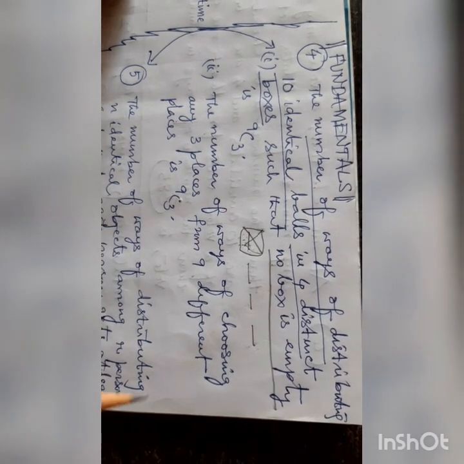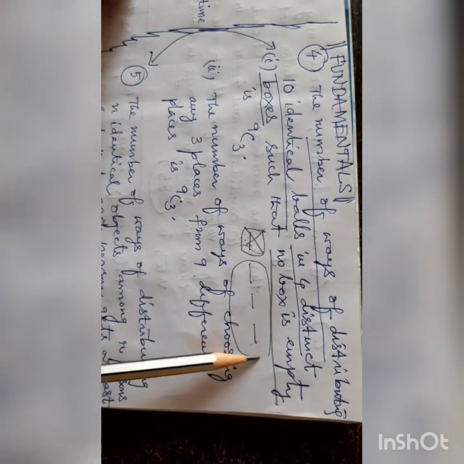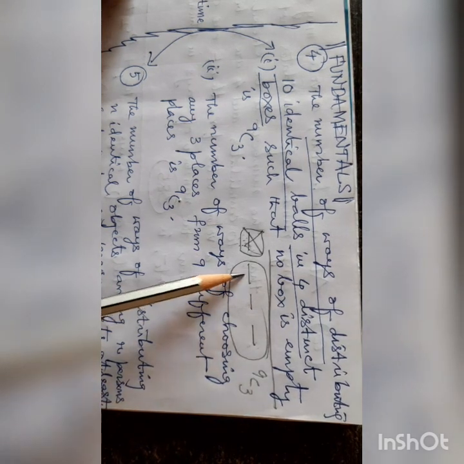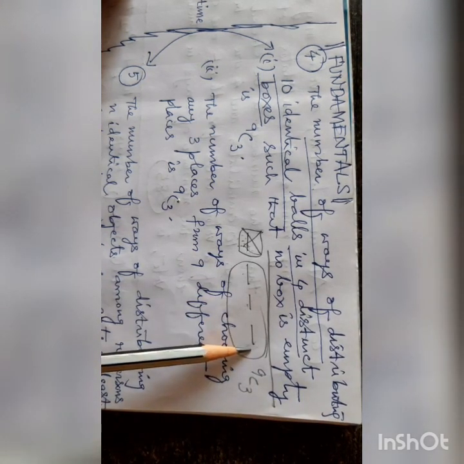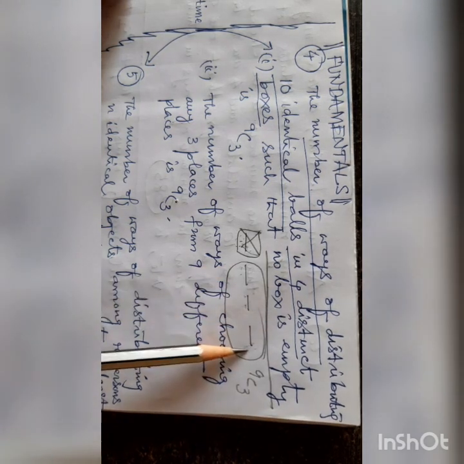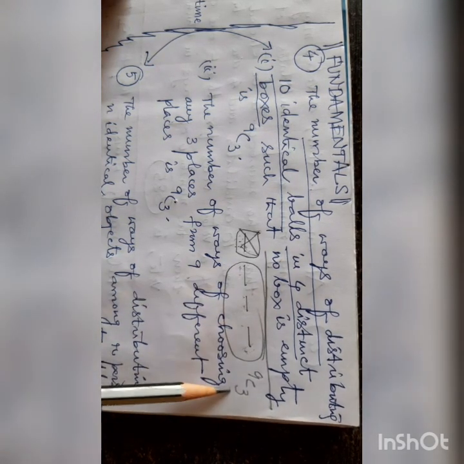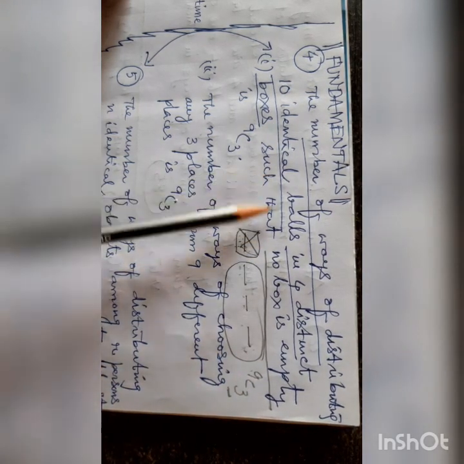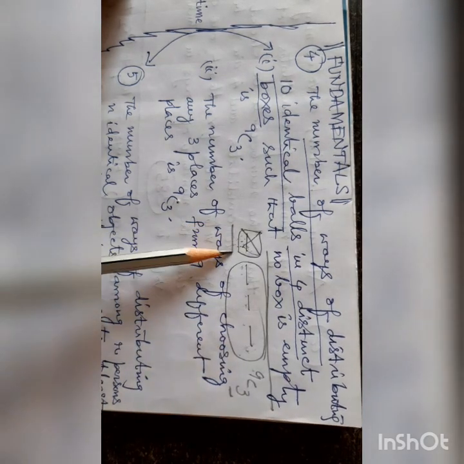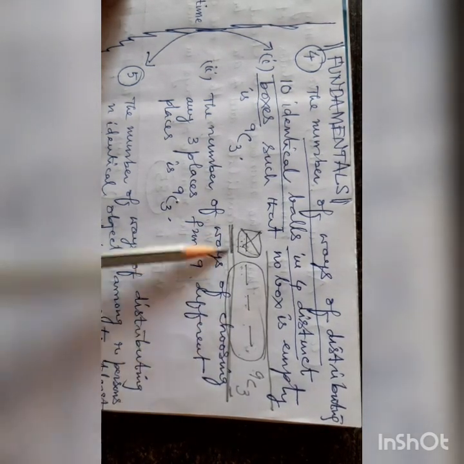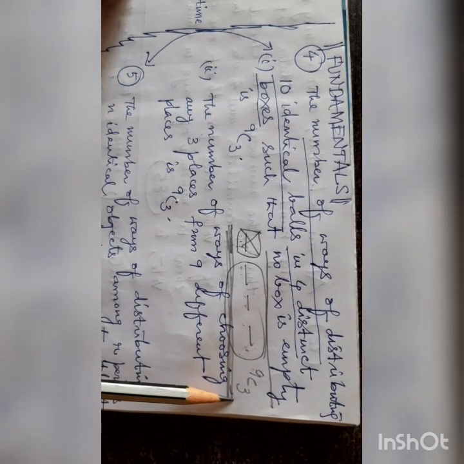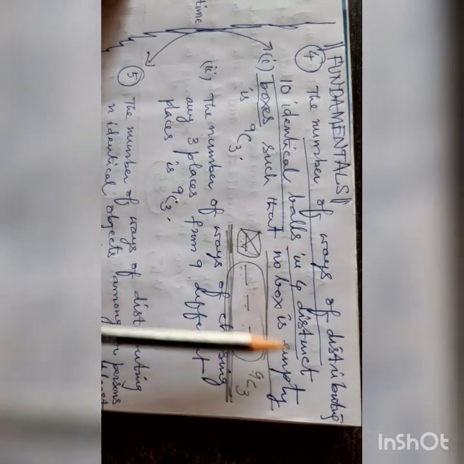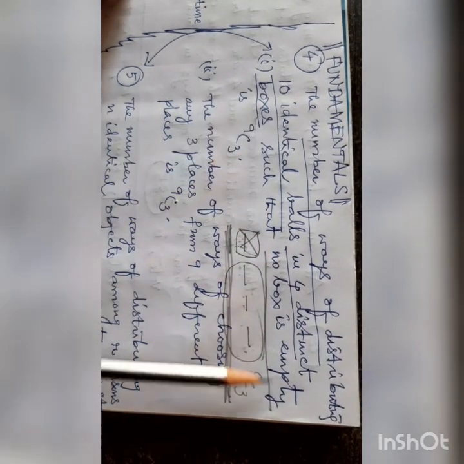So automatically this one, 9C3, we can fill up 3 boxes out of 9 identical balls. This is the only logic. If you do like this, the phenomenon says that the number of ways of distributing 10 identical balls in 4 distinct boxes such that no box is empty.